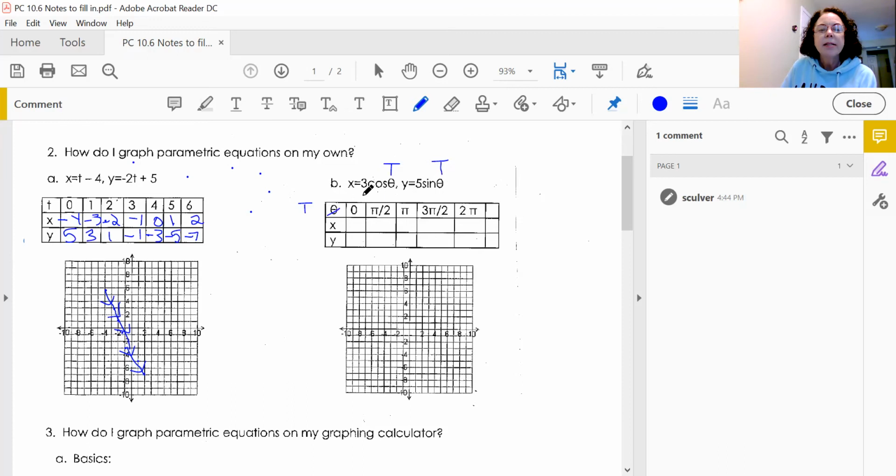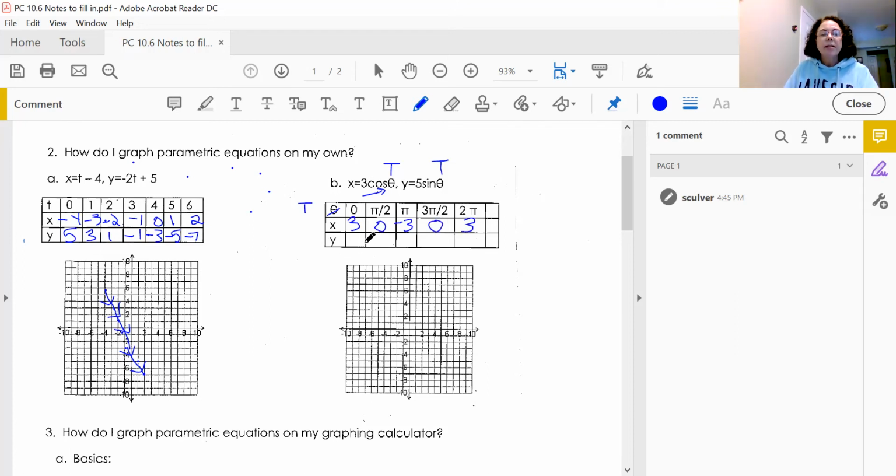So when you put in a 0 for theta or t here, cosine of 0 is 1 and then times 3. There we go. When you put in pi over 2, cosine is 0. When you put in pi, cosine is a negative 1. When you put in 3 pi over 2, cosine is 0, and a 2 pi, and we're back to 3.